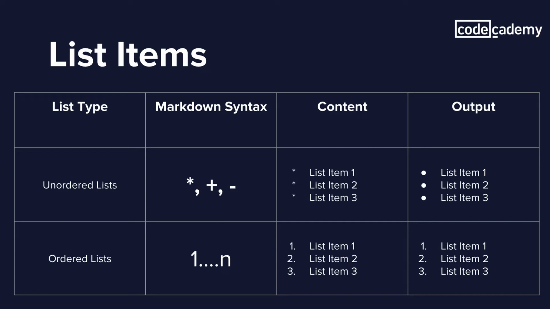For an ordered list, all we need to do is simply add line items with numbers followed by periods. Now, the numbers don't have to be in numerical order, but the list should start with the number 1, and this would create a numbered list.